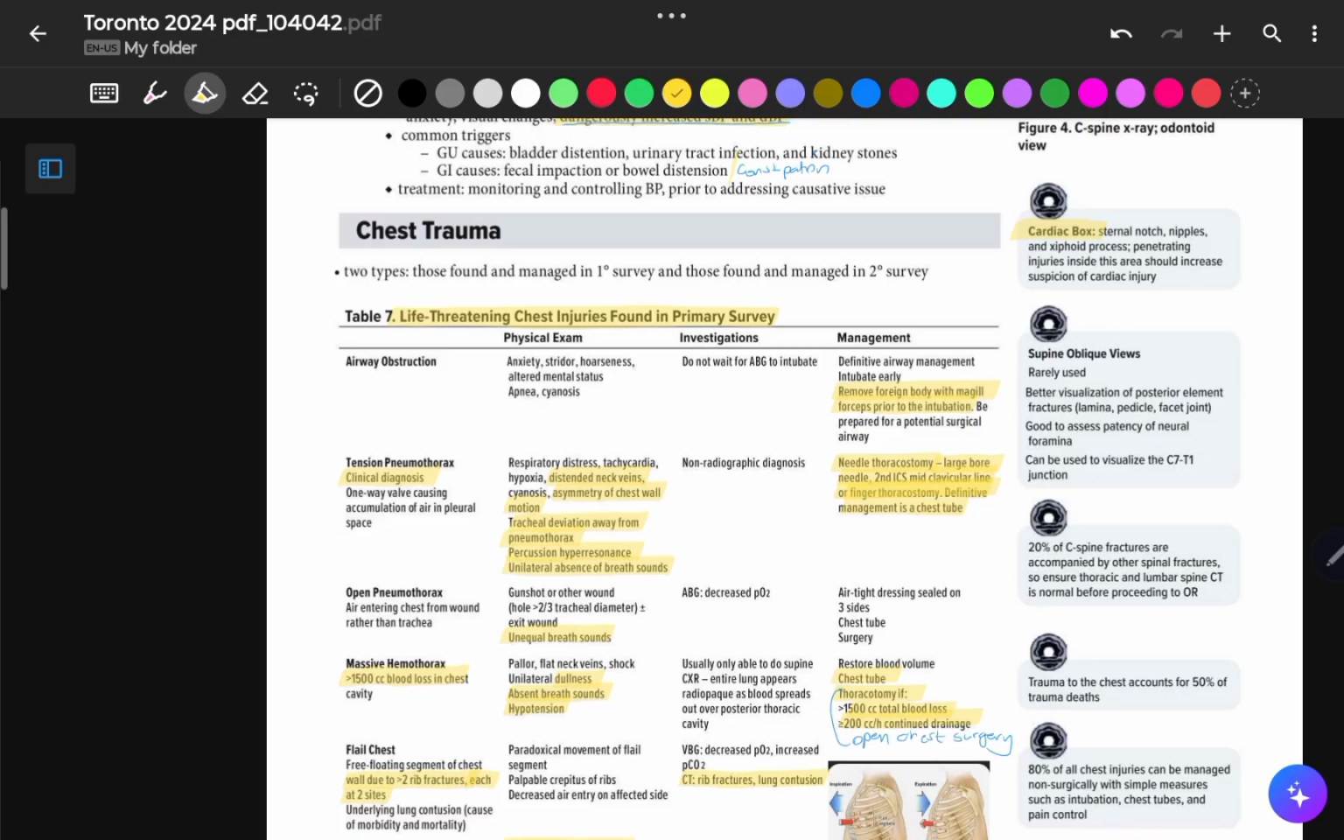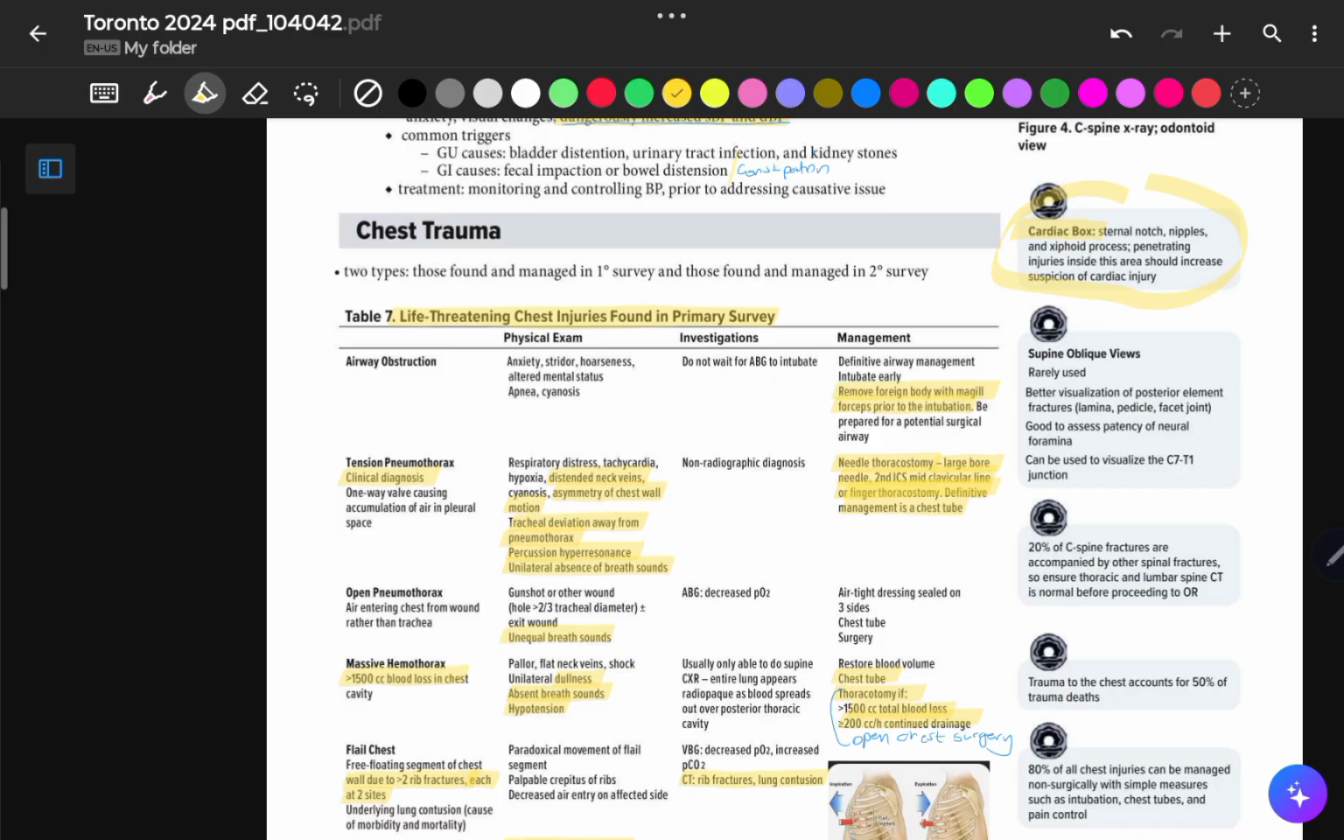Here we're talking about the cardiac box. So what is the cardiac box? It's the area bounded by your sternal notch, your nipples, and the xiphoid process. Any penetrating injury inside these areas, you should have an increased suspicion of cardiac injury. Okay.